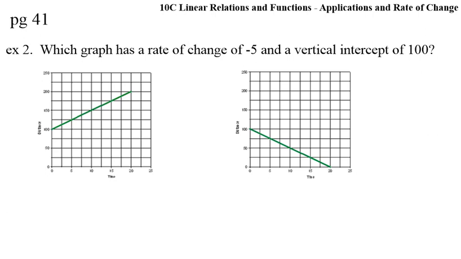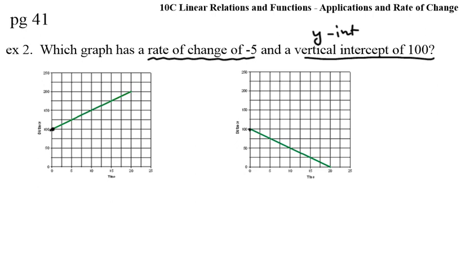Page 41. Which graph has a rate of change of -5 and a vertical intercept of 100? Well, vertical intercept is just our y-intercept. Well, if we take a look at the first graph, y-intercept is 100, (0, 100). Second graph, y-intercept is also 100. So this piece of information doesn't help us. But a rate of change of -5.